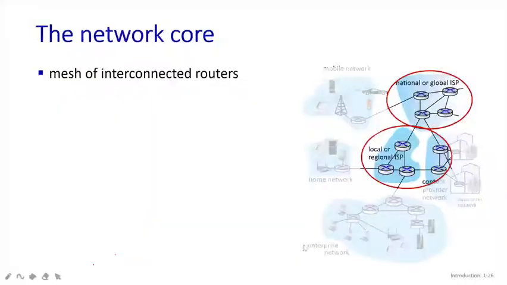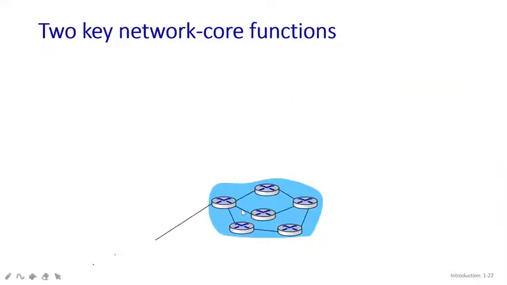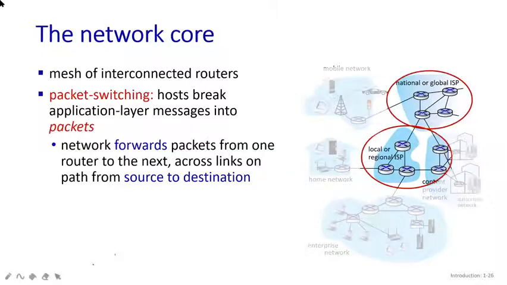Moving towards packet switching and the network core. This is very important. Let's go through this. Here you can see, as per the diagrams, there are some networks, global ISP and local ISP. All these routers have been connected. So here I want to show you what the meaning of the network core is. This is a mesh of interconnected routers.